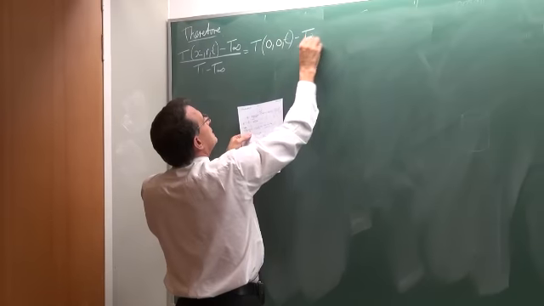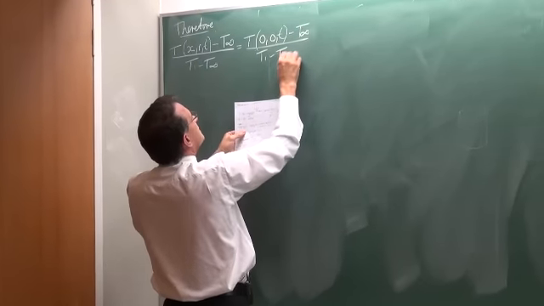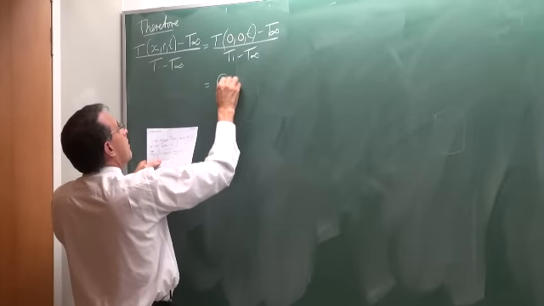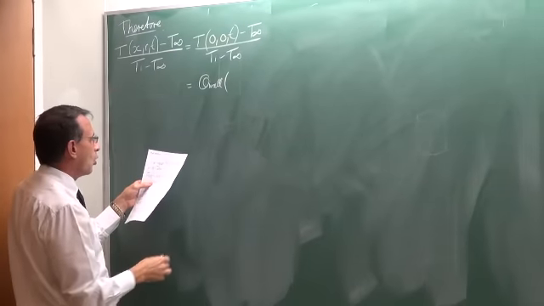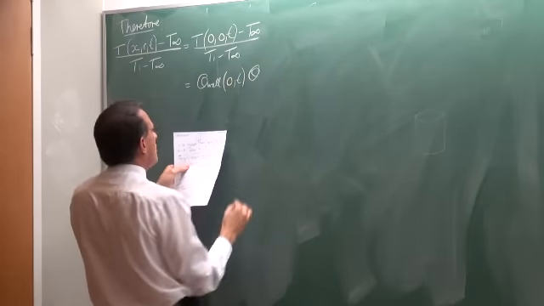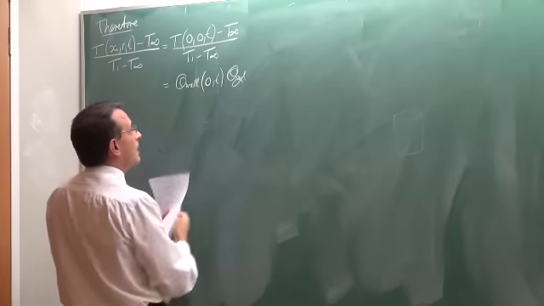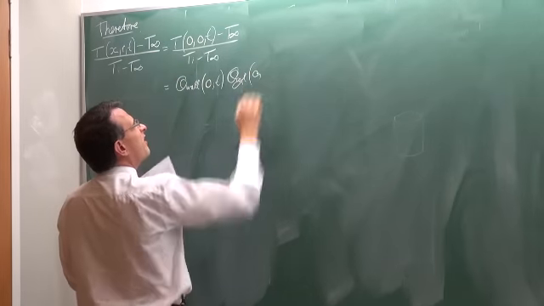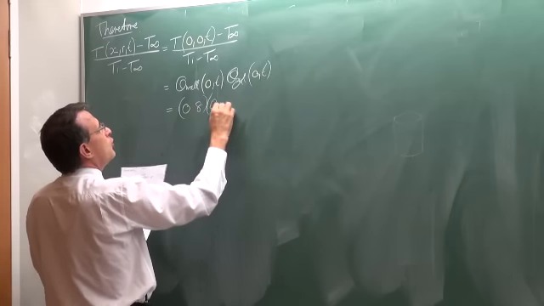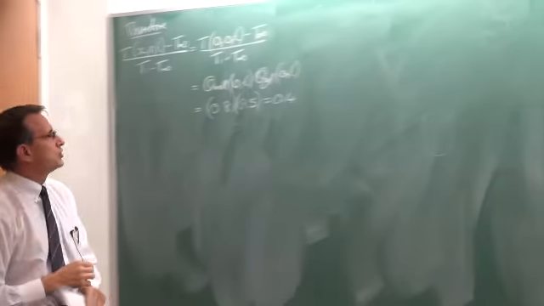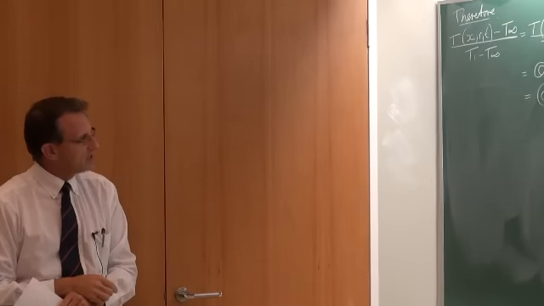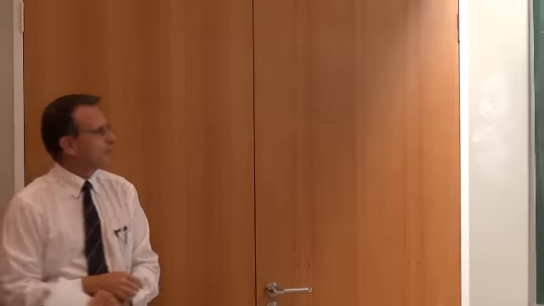(T minus T infinite) divided by (Ti minus T infinite) is also equal to the non-dimensionalized temperature of the wall, where X is equal to 0, multiplied by the non-dimensionalized temperature of the cylinder, where R is equal to 0, and that is equal to 0.8 multiplied by 0.5, which is equal to 0.4. Okay.